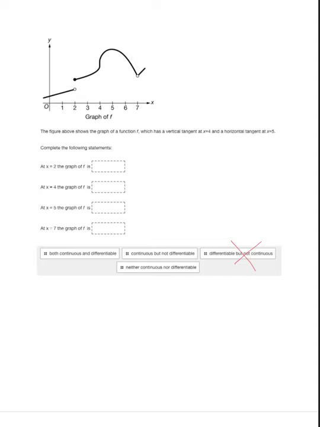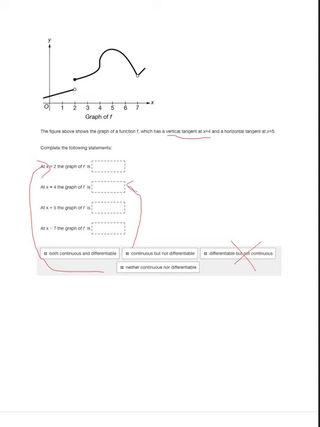And so this one, neither continuous nor differentiable. It's not continuous, and thus right away it's not differentiable. x equals 4. They tell us in the problem that we have a vertical tangent line at x equals 4. Well, a vertical tangent line is one of the ways that you are not differentiable even though you are continuous. So we are continuous but not differentiable.